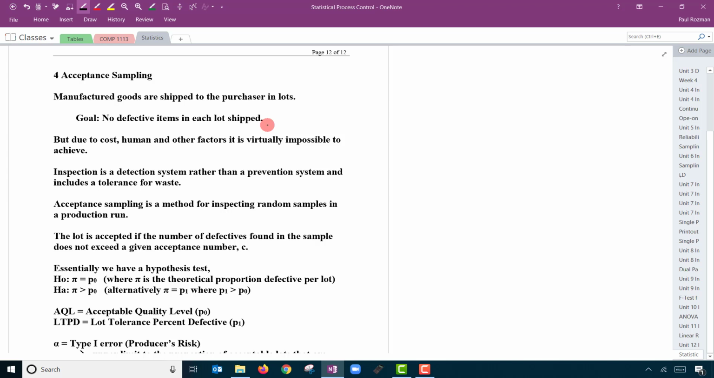If you want to save your company money as the manufacturer by not rejecting bad lots, well, then the consequence is the people receiving the stuff end up with more defectives in what they're buying. So obviously, this is a huge topic on how you set up these inspections. What size, how many items should I inspect out of 1,000? And then what should I set my tolerance to be?